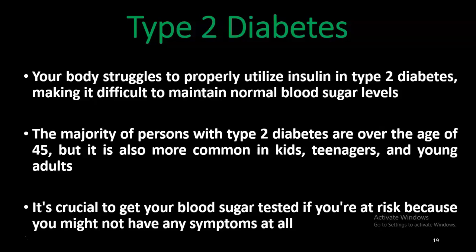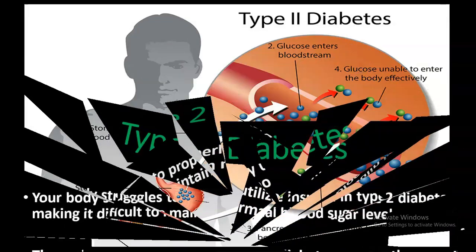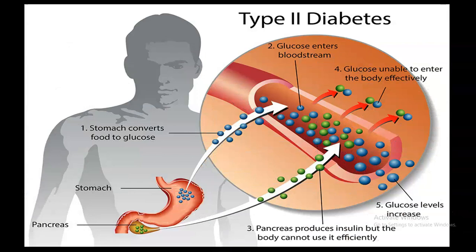Type 2 diabetes symptoms frequently appear gradually over many years and may go unnoticed for a long period. In certain cases, there may be no symptoms at all. It's crucial to get your blood sugar tested if you are at risk, because you might not have symptoms at all or might not even be aware of them because they appear gradually over years. Type 2 diabetes can be prevented or delayed with healthy lifestyle changes.